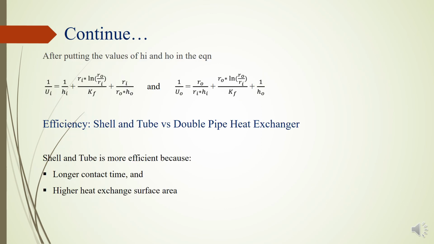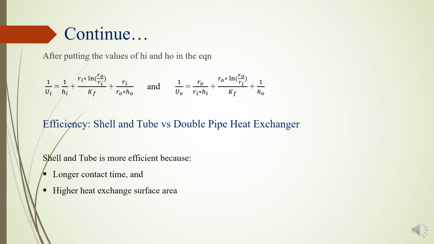So now we get Hi and Ho, that is heat transfer coefficient on tube side and heat transfer coefficient of shell side. Now by putting these two terms in the original equation, that is 1 by Ui is equal to 1 by Hi plus the resistance offered by the fluid plus Ri by Ro into Ho. So by solving, we get Ui and Uo, that is overall heat transfer coefficient based on inside area as well as based on outside area.